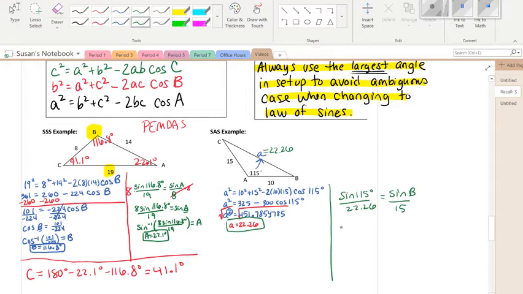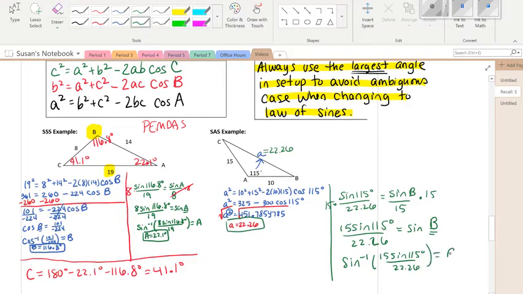So we multiply both sides by 15 to get that from that side. So 15 times the sine of 115 degrees divided by 21.26 is equal to the sine of B. Of course, since we're solving for an angle inside the sine, the only way to get rid of it is using the sine inverse of 15 times the sine of 115 degrees over 21.26 is equal to B. In your calculator, don't forget to use the inverse button by hitting second sine. When you do that, you get B is equal to 39.8 degrees, since we're doing an angle.